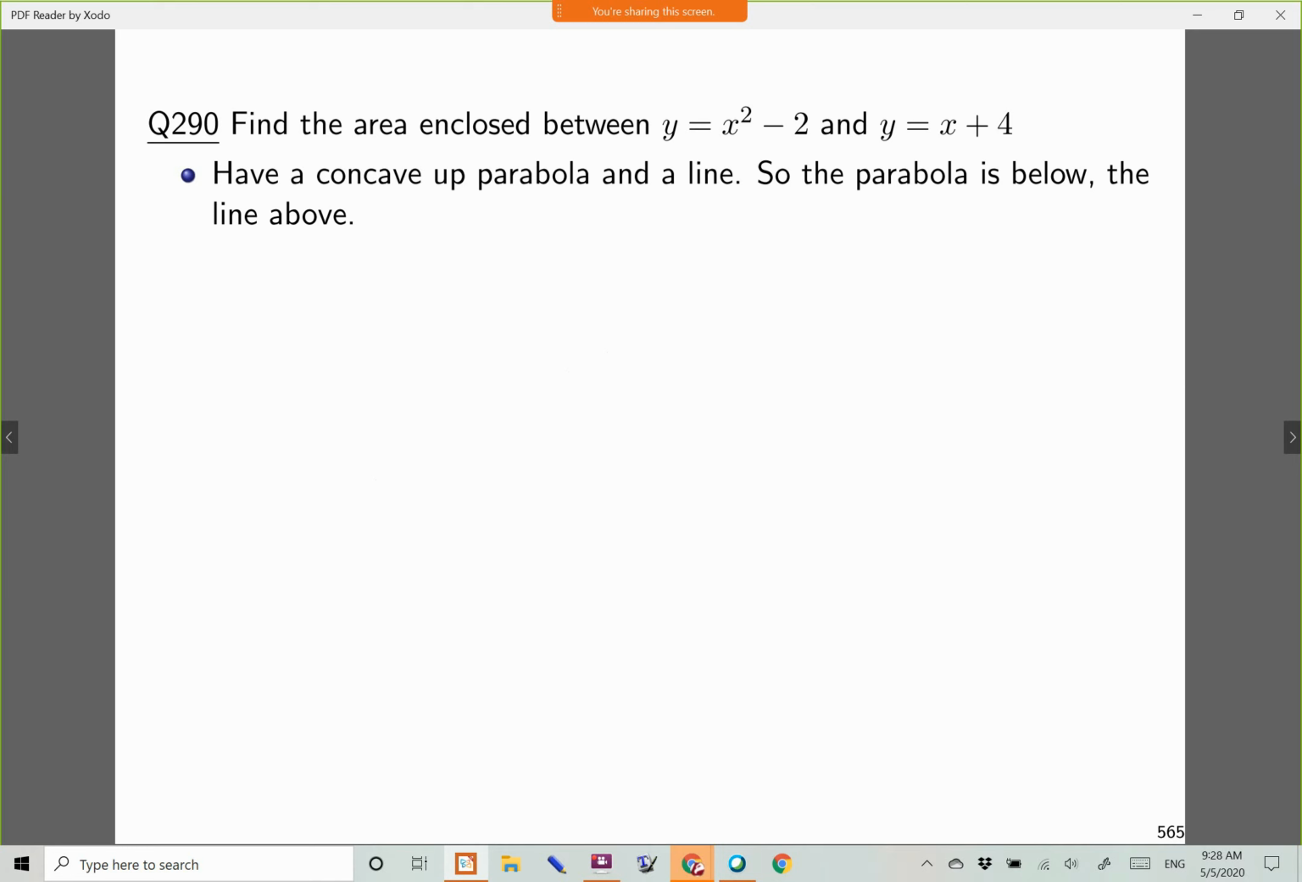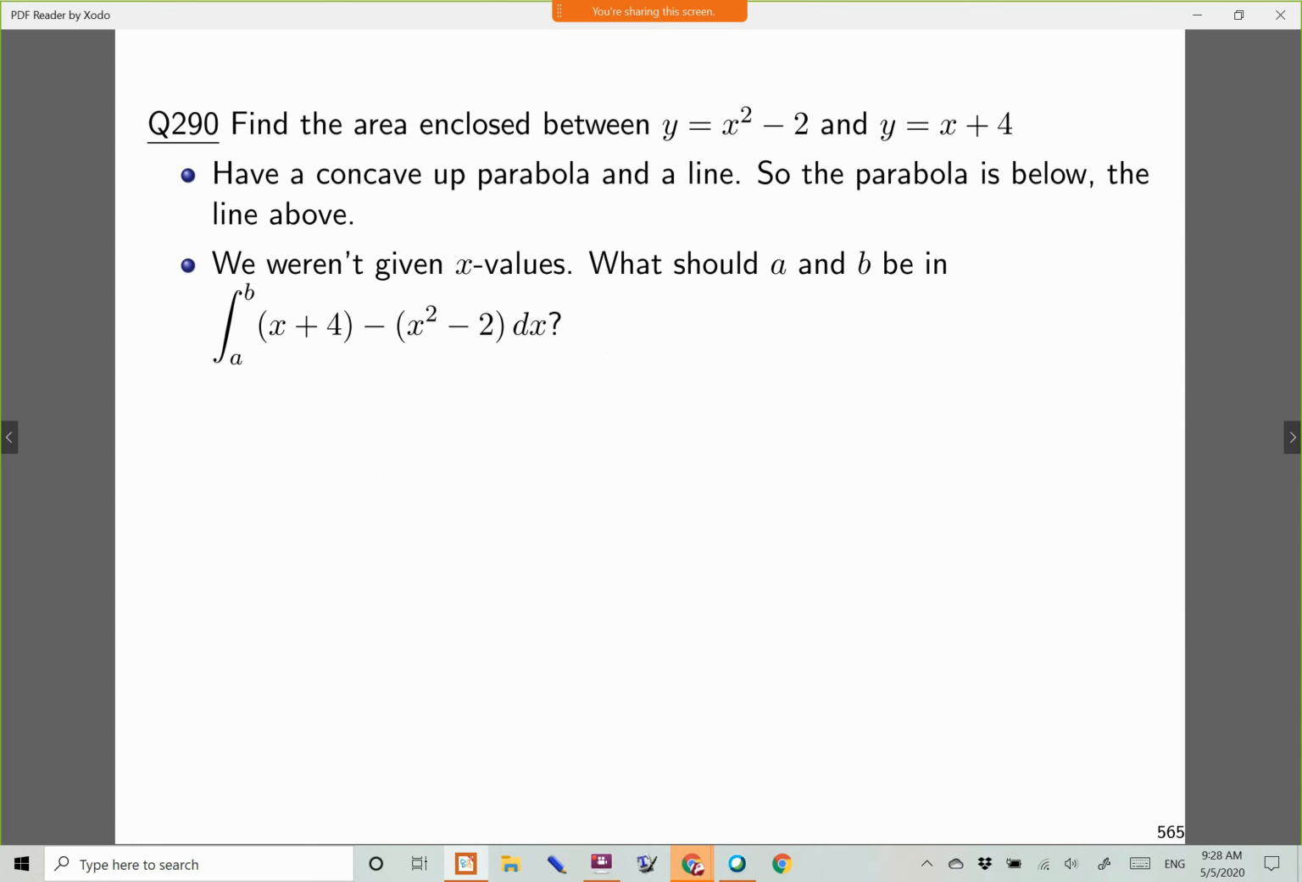So right now, we've got a concave up parabola and a line. The parabola is below, the line is above. And here's the thing: in this question, we weren't given x values. The line's above and the parabola's below in the enclosed region, but what should a and b be? How should we know what those numbers a and b are?